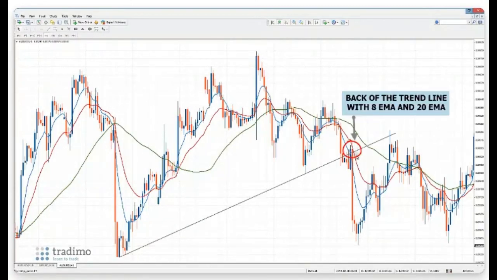the trend line as well as confluence inside the zone. So you can see price pulls back between the 8 and 20 EMA before taking a nice move to the downside.